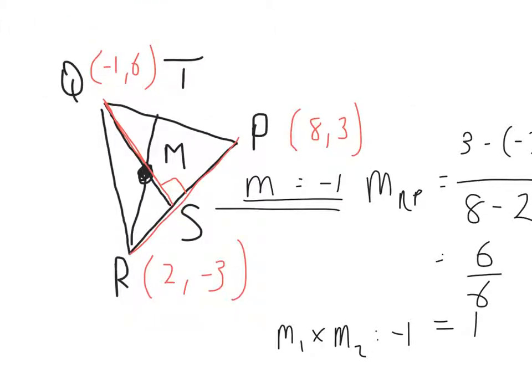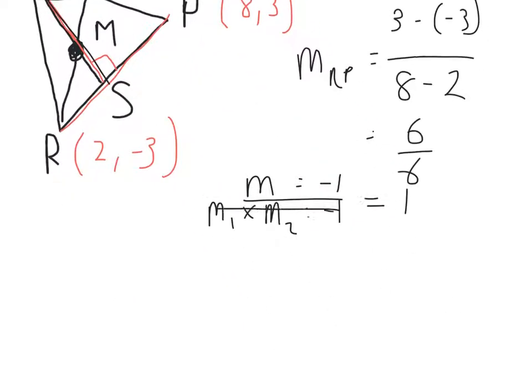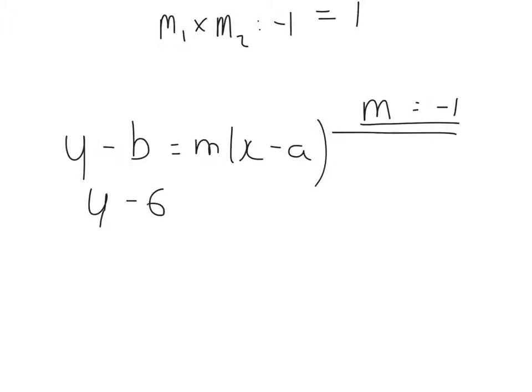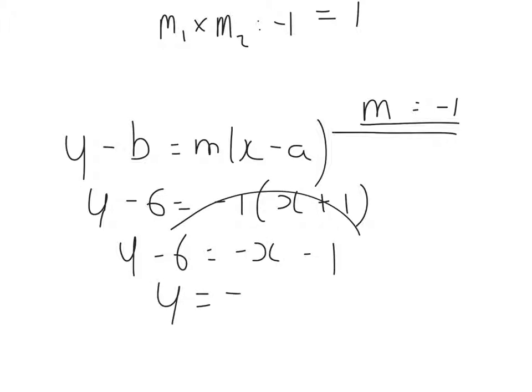We have the gradient of the line, which is -1. We've got a point that lies on the line, which is -1, 6. And we can throw that into y minus b equals m bracket x minus a. So that will be y minus 6 is equal to -1 bracket x minus -1, which is x plus 1. y minus 6 is equal to -x minus 1. Put that over the other side and change its sign, so it's going to be y equals -x plus 5.